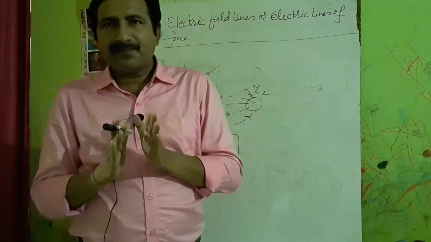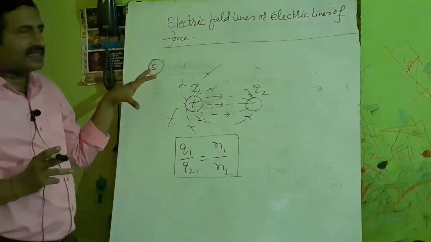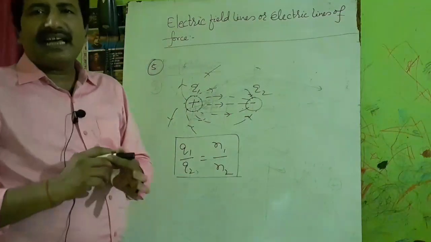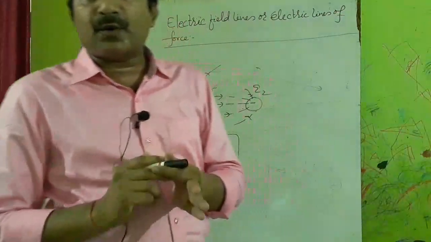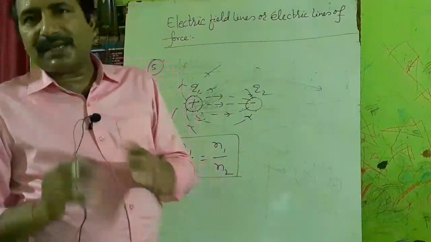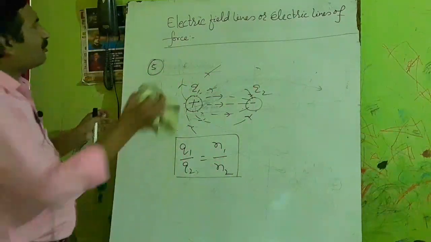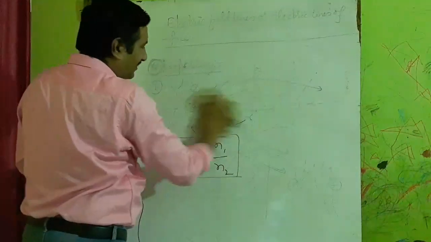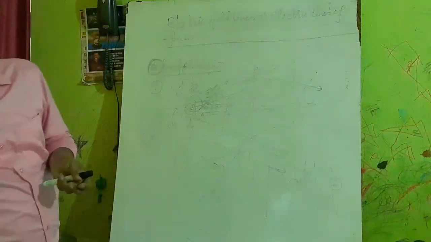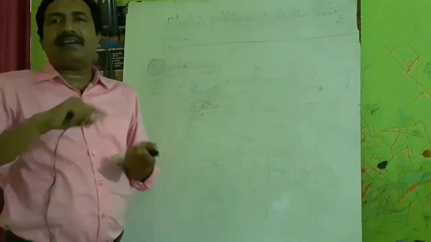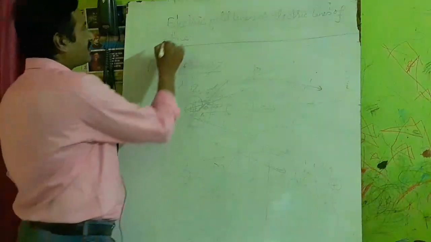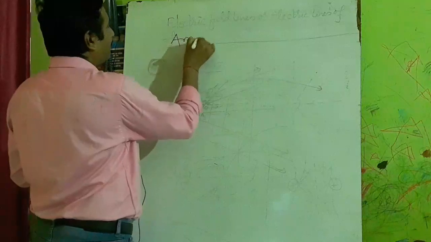Have you understood? Five major properties we discussed here. And we discussed the definition of electric field lines. Electric field lines and electric lines of force both are same. After knowing about electric field lines, we have to know about electric flux. But before defining electric flux, you have to know about area vector, because area vector will be required to define electric flux. So let us know about area vector.